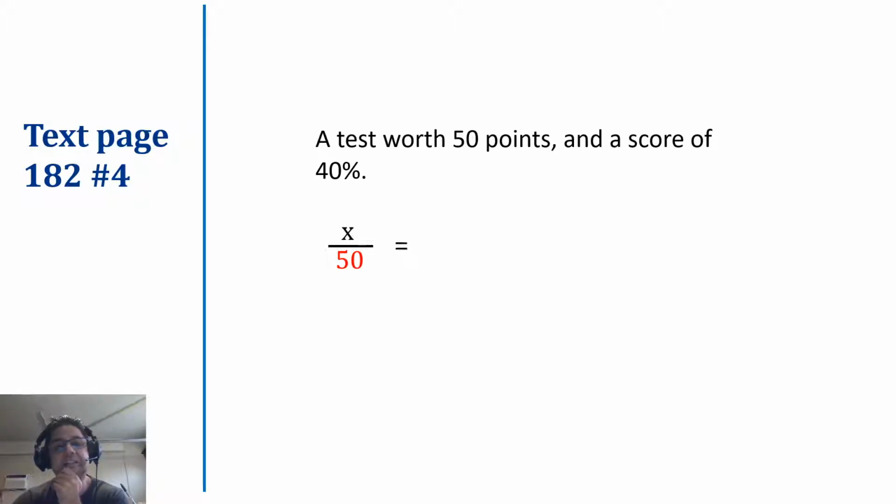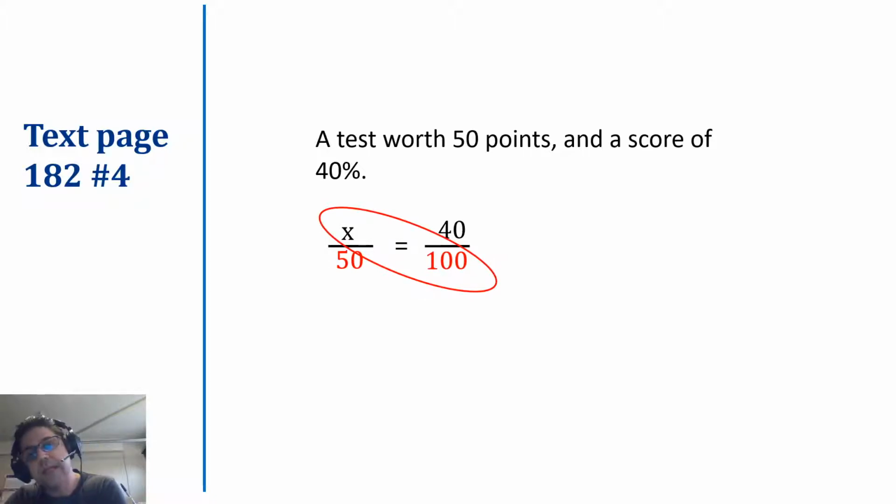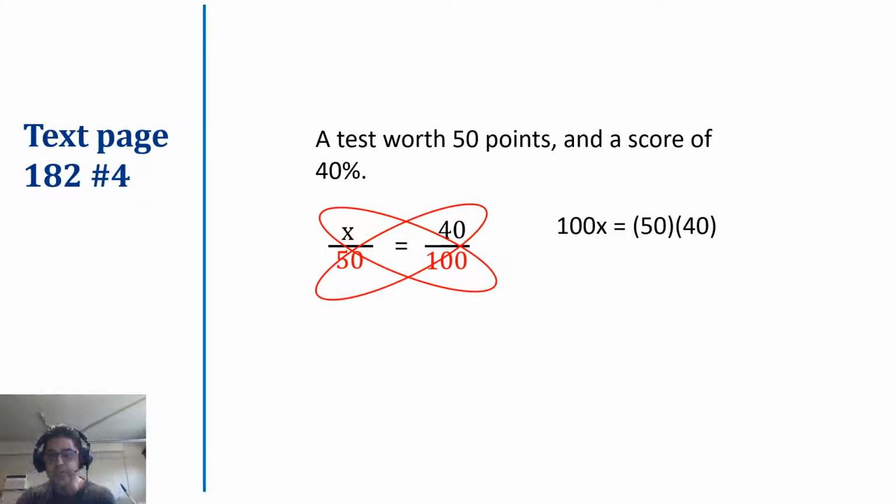But we did figure out, or it is told to us, that they got a 40%, and we know percent means per 100. So if we use our cross products idea, that is going to allow me to multiply x times 100, that's just 100x, and 50 times 40, which is really close to 5 times 4, just with some zeros. So we now have a basic equation, 100x is equal to 2,000. So our goal is to go ahead and solve it.